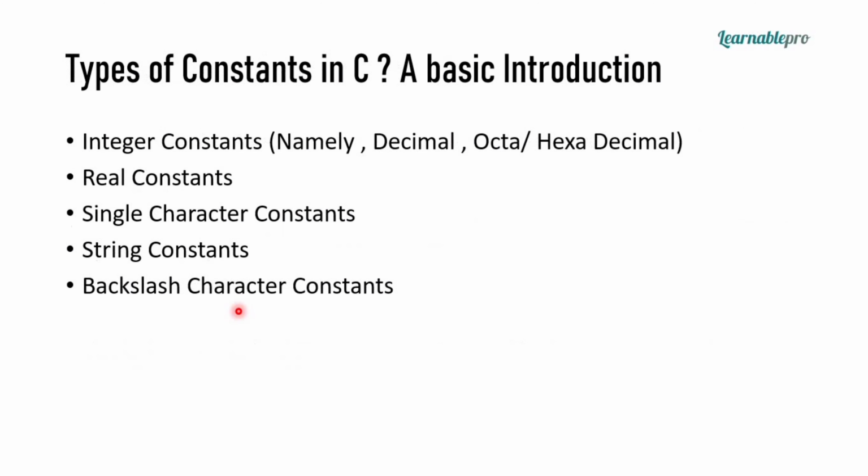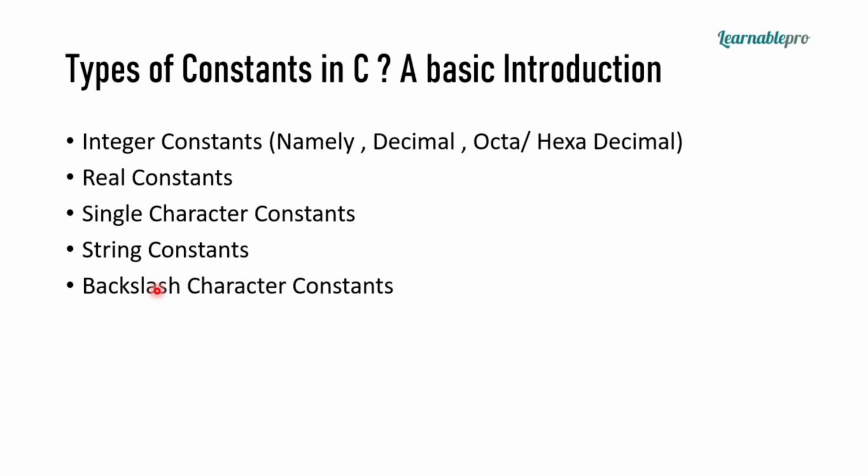Now let's see what the different types of constants in C language are. Mainly we divide the constants into two types, that is, numerical constants and character constants. As you can see on the screen, integer constants, which are decimal, octal or hexadecimal constants, and real constants all come under numerical constants. Single character constants, string constants, and backslash character constants all come under character constants.